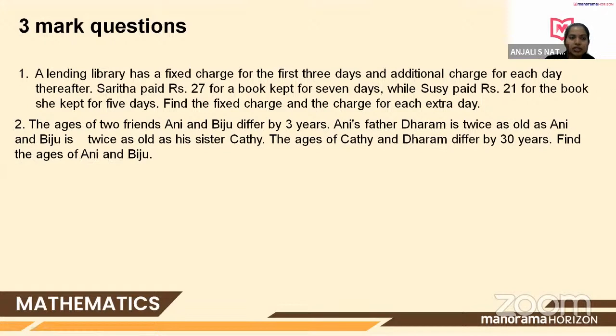Here, the first question is, a lending library has a fixed charge for the first 3 days, the fixed charge for taking a book, and after that, they take an additional charge for each day. Sarita paid 27 rupees for a book kept for 7 days, while Susie paid rupees 21 for the book she kept for 5 days. Find the fixed charge and the charge for each extra day.